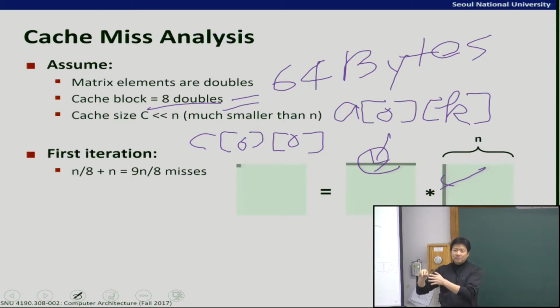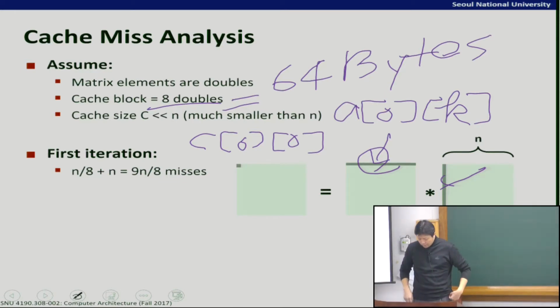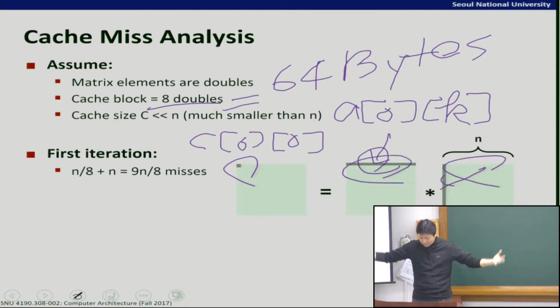And we have a cache miss followed by 7 hits and so on, right? Because a single block can hold 8 doubles. So in the first iteration, let's ignore the cache miss for C, since it's a one-time cost, only one miss. If you only calculate these two, because n is a very large value, in the first iteration we end up having 9n over 8 misses in total. We just ignore the single miss in C, this tiny fraction.